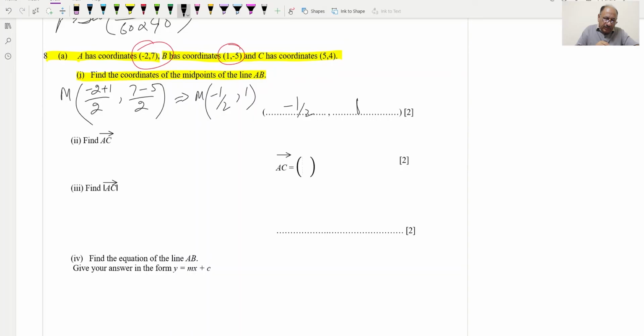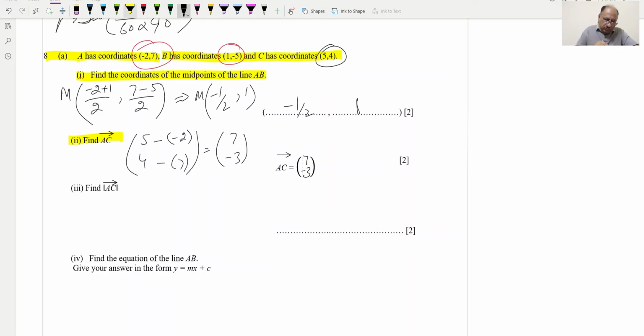Now they are saying find AC. So we can find the AC vector. Basically C we will be taking first. C is this one, so x coordinate of C is 5. So 5 minus A, which is minus 2, and 4 minus 7. So this is how we are solving. 5 plus 2 will be 7, and this one will be minus 3. So we can write here 7 and minus 3. This will be our final answer.